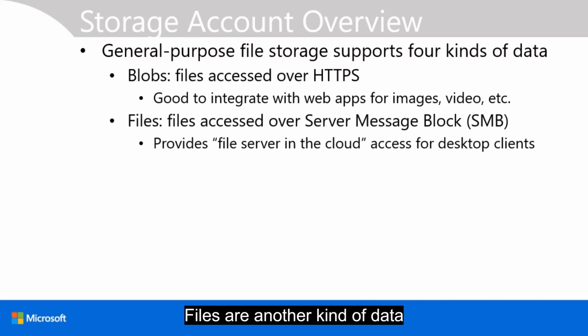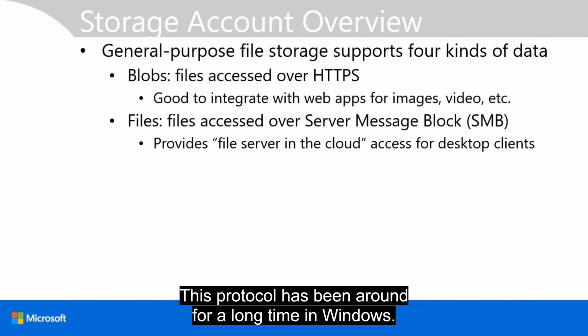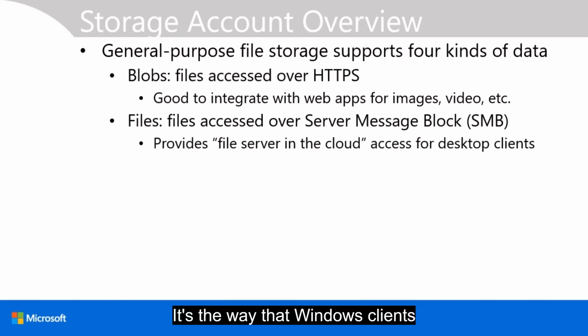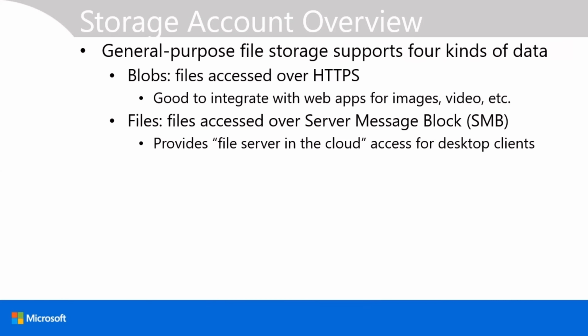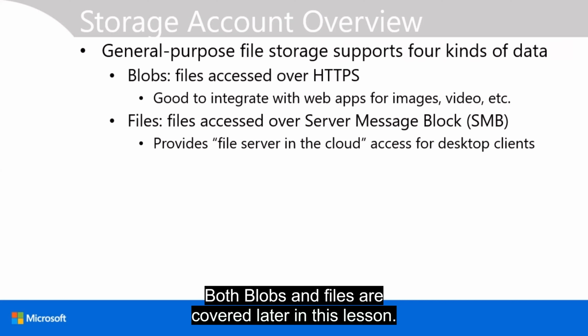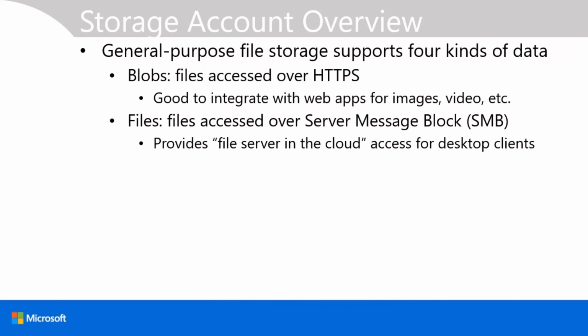Files are another kind of data you can store in Azure Storage. Files are accessed over a protocol called Server Message Block, SMB. This protocol has been around for a long time in Windows. It's the way that Windows clients access data across the network. So file storage allows this sort of file server in the cloud idea for desktop clients. Both blobs and files are covered later in this lesson.